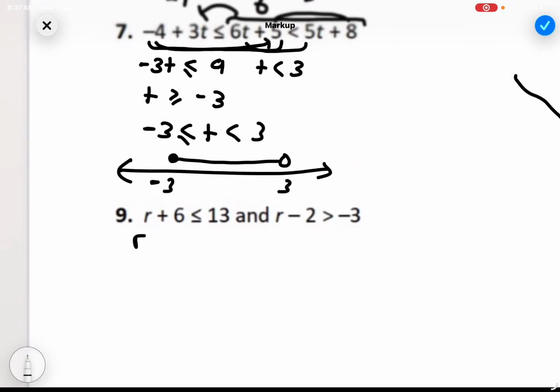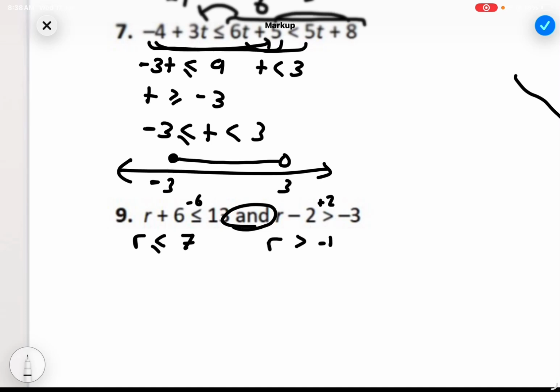Okay, question 9. r is less than or equal to, and you subtract 6. 13 minus 6 is 7. And, okay, 3 is greater than negative 3 plus 2, which is negative 1.